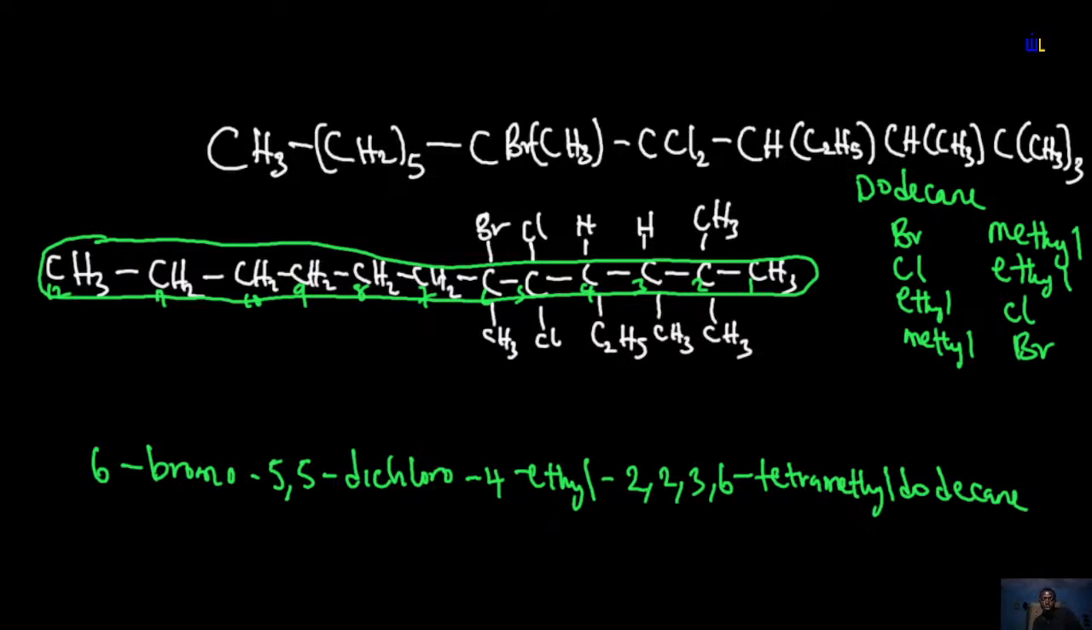That's why before you start naming, circle out your parent chain so that you'll see your substituents clearly. Because I think what happened with your naming, Praise, is that you started from here, and if you do that, you would consider this as a methyl group, but no, it's part of the parent chain. So let's see. Yeah, you're quite close. 6-bromo-5,5-dichloro, 4-ethyl makes sense, 2,2,3,6-tetramethyldodecane.